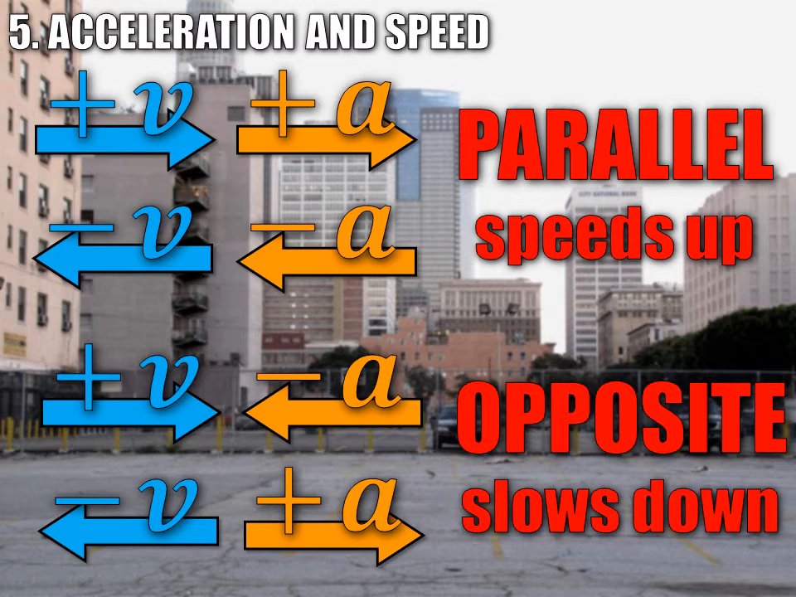So you can't just look at the sign of the acceleration, positive or negative, to tell you if the object's speeding up. You also have to look at the velocity. You need to know what direction the object is moving, what direction it is accelerating, then you can decide if it's getting faster or if it's getting slower.